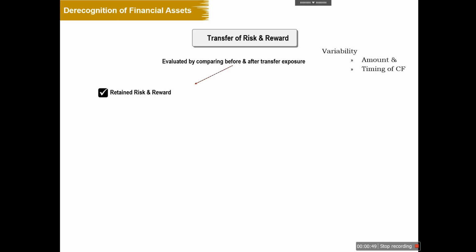An entity will be considered as retaining risk and reward if the exposure to the variability in present value of the cash flow from the asset does not change significantly. For example, there may be a case when the asset has been transferred, but the entity has an agreement with the buyer that it will buy that financial asset back at a fixed price. So in this case, the variability exposure in the value of the financial asset always remains with the transferor. So it means in substance the asset is not transferred and the risk and reward in respect of the fluctuation in the present value of the cash flow from the asset remains with the transferor.